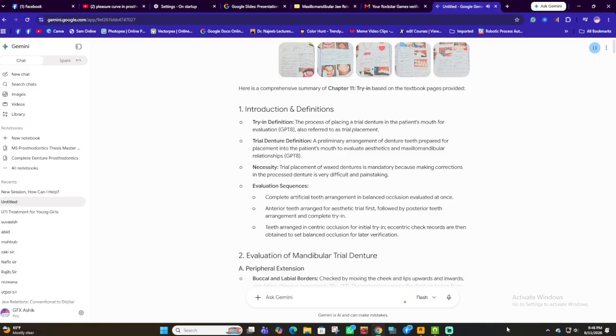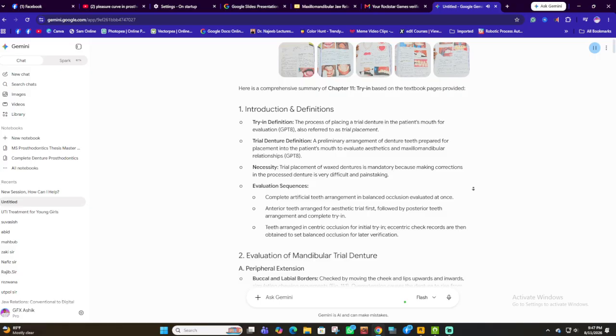Lower posterior teeth set lingual to the ridge, Fig. 11.6. Upper posterior teeth set on the ridge crest. Buccolingually broader molar teeth. Lingual tilting of mandibular molar teeth, Fig. 11.7. D. Height of occlusion plane. The height of the lower occlusal plane should be slightly below the tongue for stability, Fig. 11.8. 3. Evaluation of maxillary trial denture.